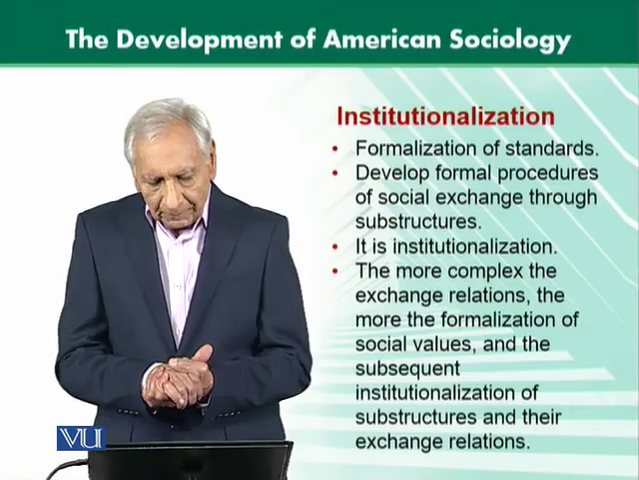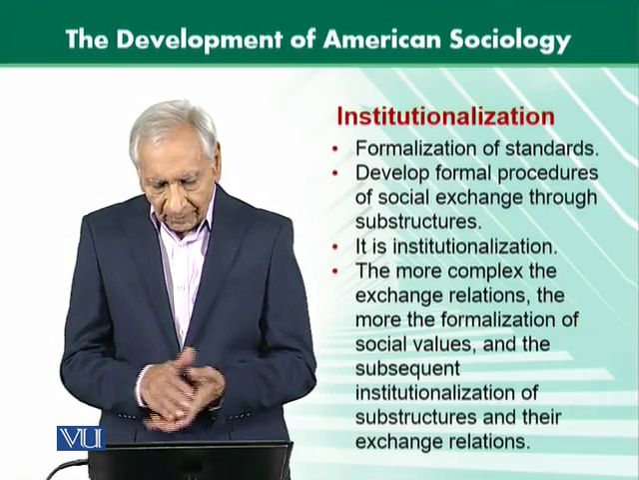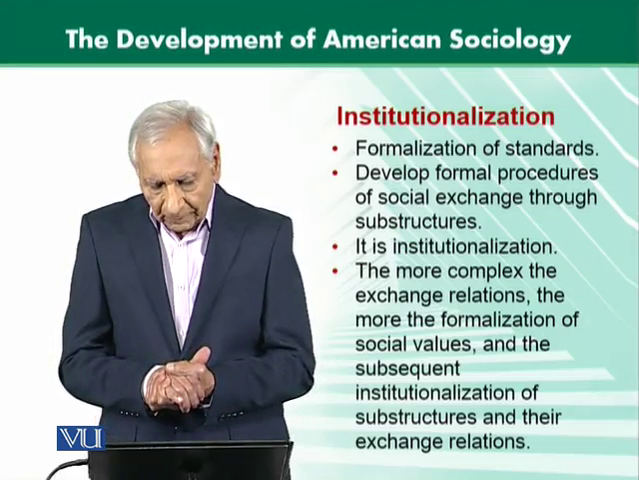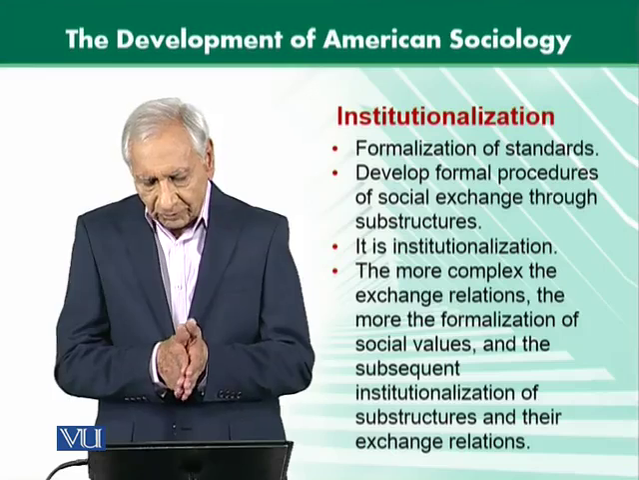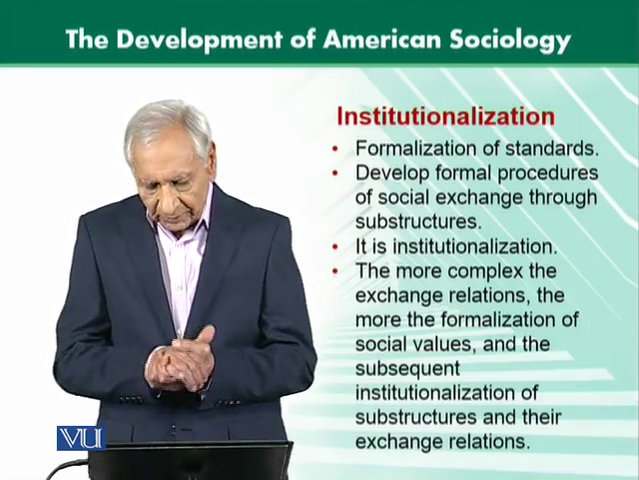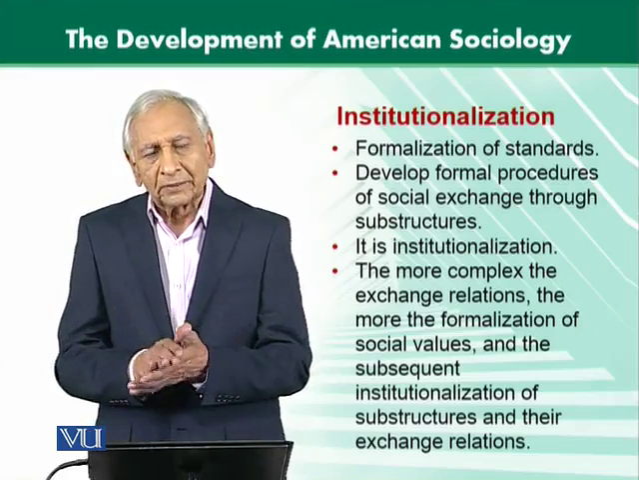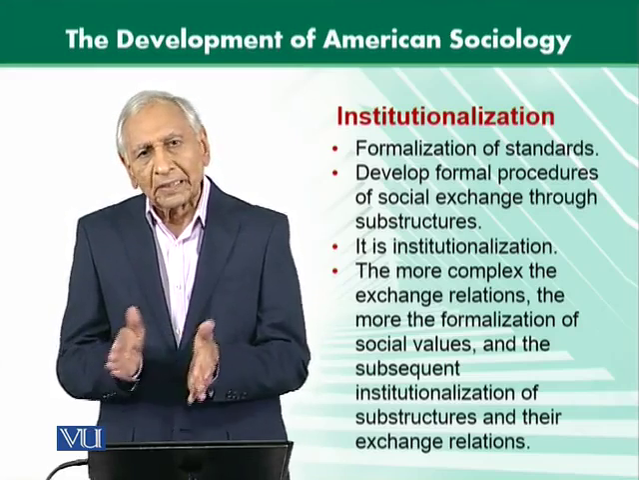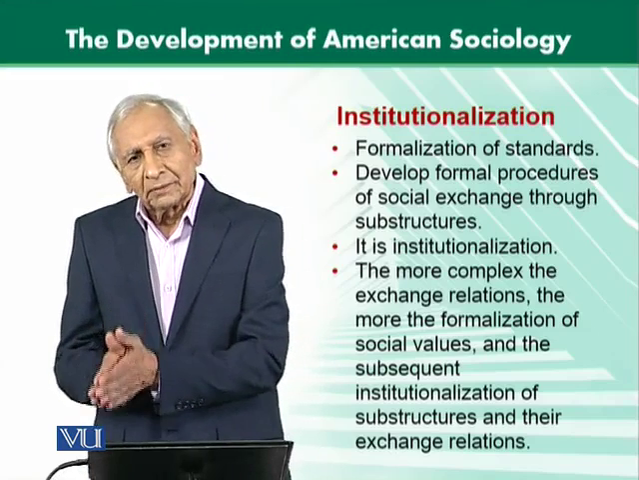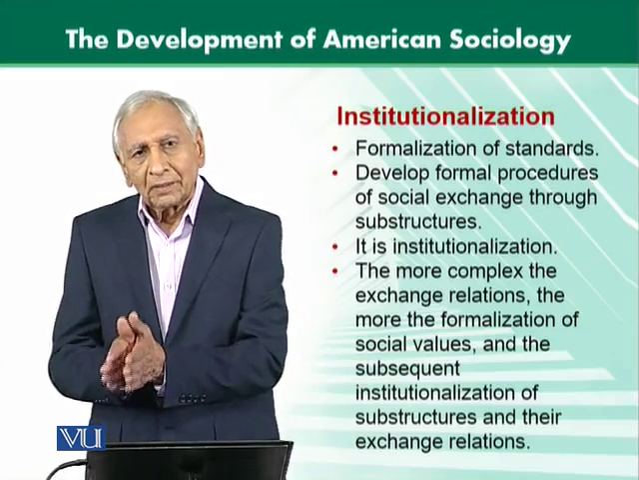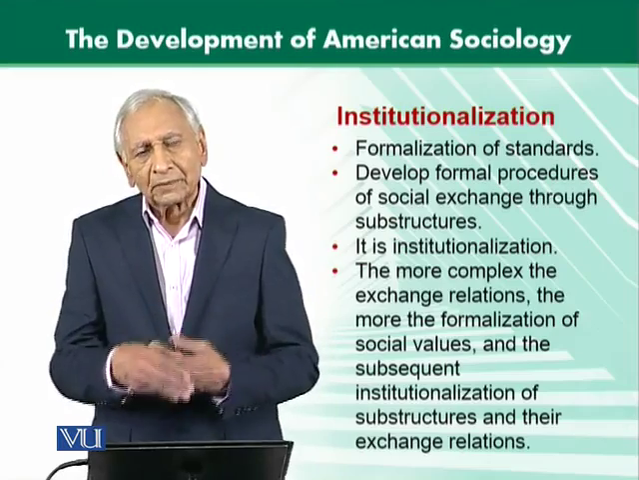So we see that in a formalized situation, we develop formal procedures of social exchange through substructures. The more complex the society is, the more complex the exchange relations, and we see that there is more formalization of social values and subsequent institutionalization of structures which govern these exchange relations, or where these exchange relations take place. So that is how we see that from simple society to complex society, as we move, our exchange relations move from directly reciprocal to an indirect way of, let's say, reciprocating.